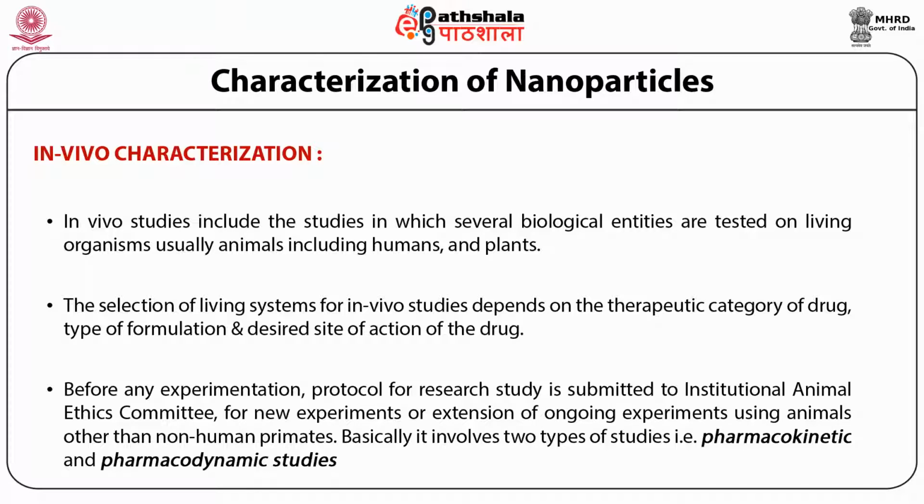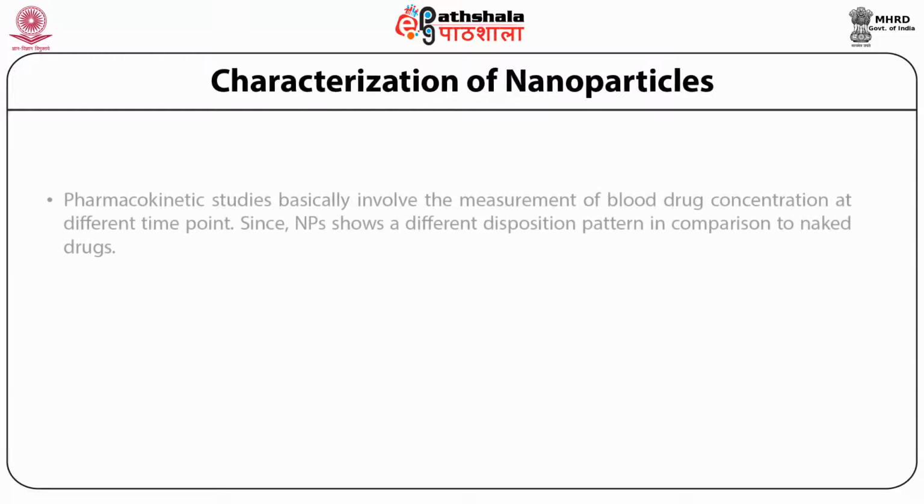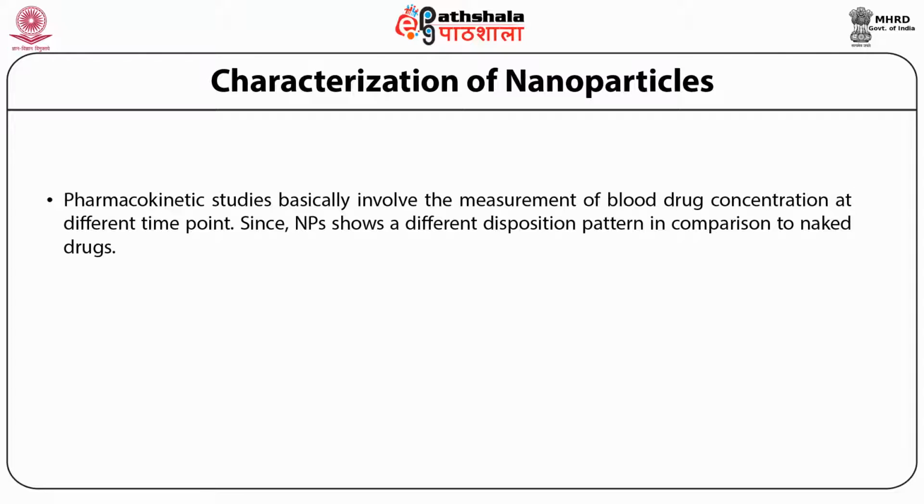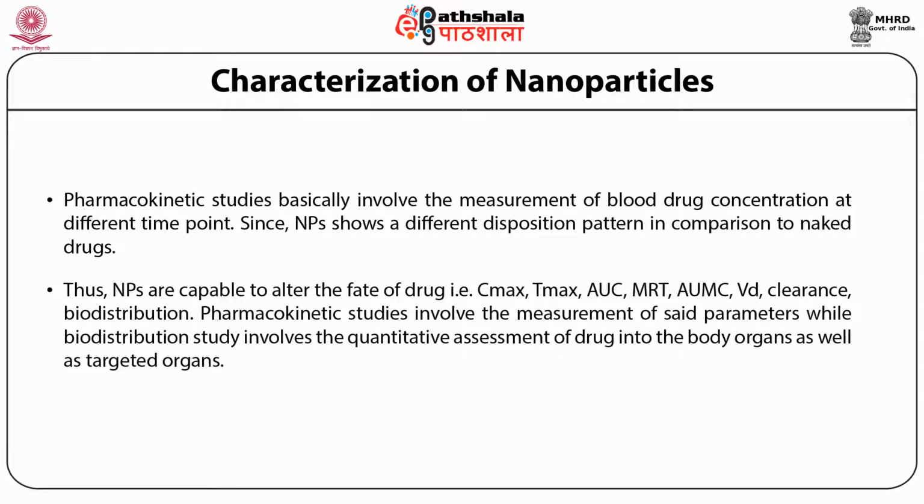Basically, it involves two types of studies, that is pharmacokinetic studies and pharmacodynamic studies. Pharmacokinetic studies. These types of studies basically involve the measurement of blood drug concentration at different time points. Since nanoparticles show different disposition pattern in comparison to naked drugs, nanoparticles are capable to alter the fate of drug, that is Cmax, Tmax, AUC, MRT, AUMC, volume of distribution, clearance, biodistribution, etc. and consequently pharmacokinetic profile.